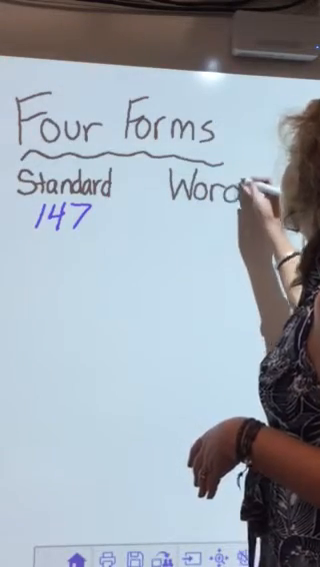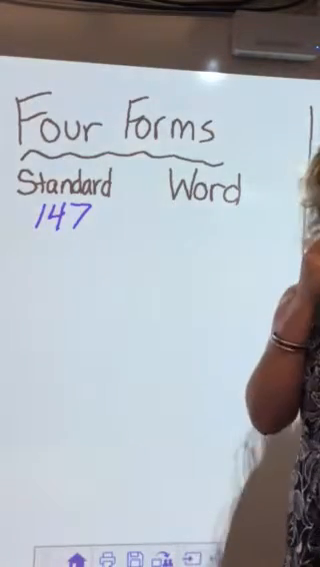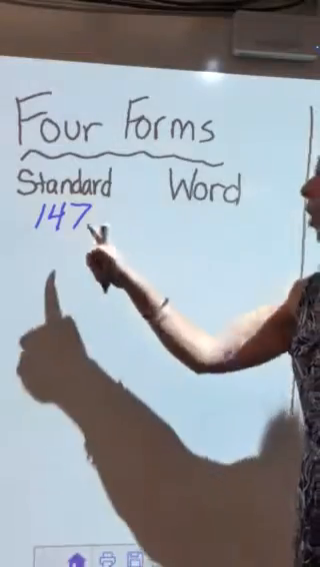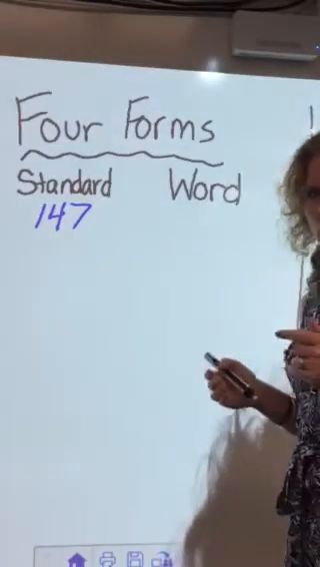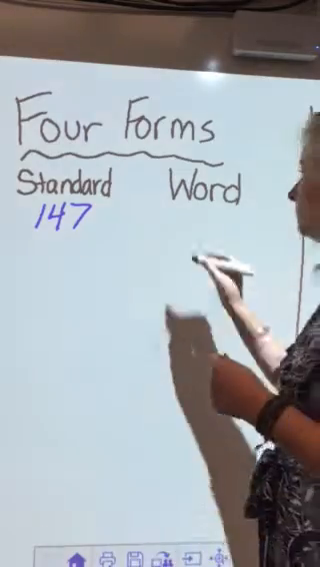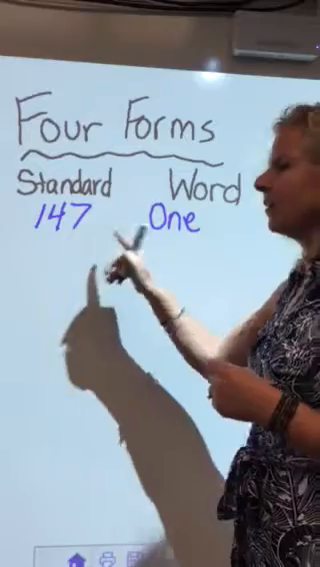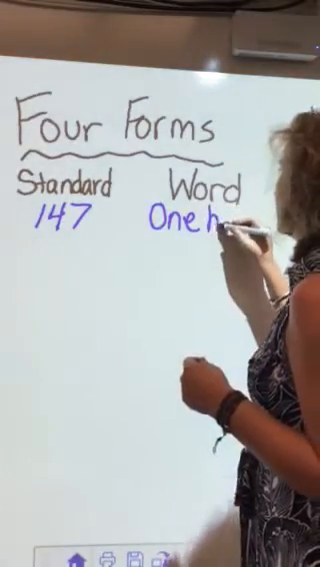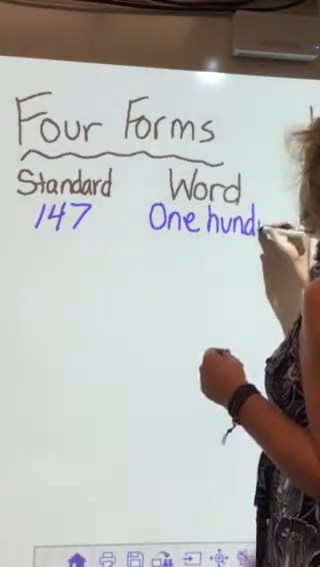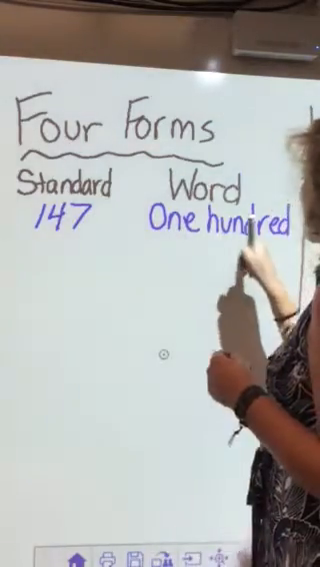The next form I want to talk about is word form. This one's not hard either. You just write down what you say. 147. One hundred forty-seven.